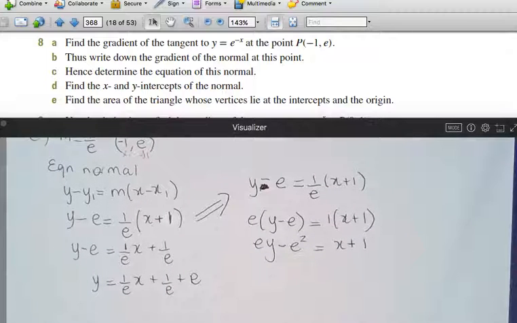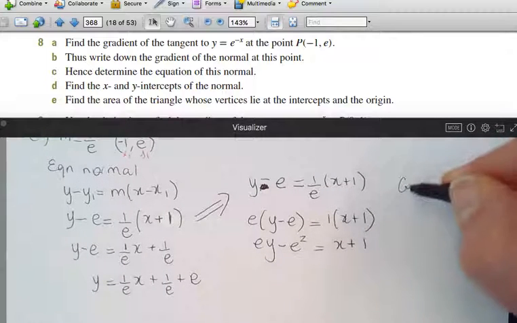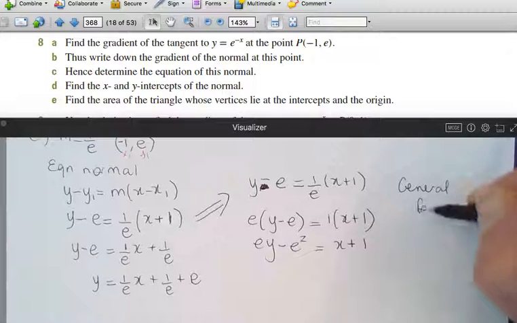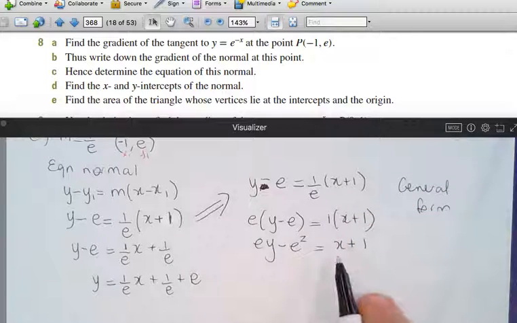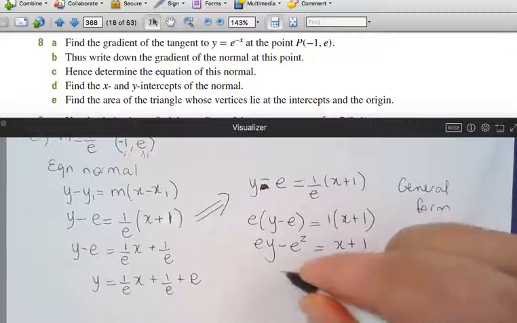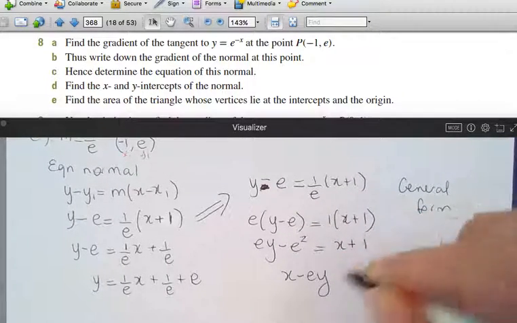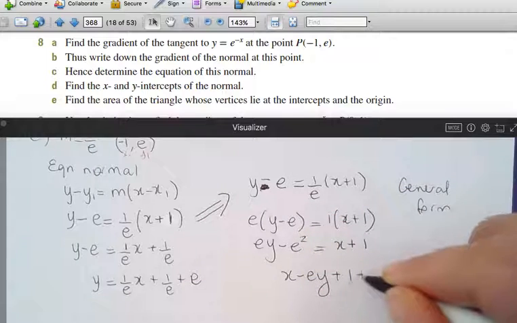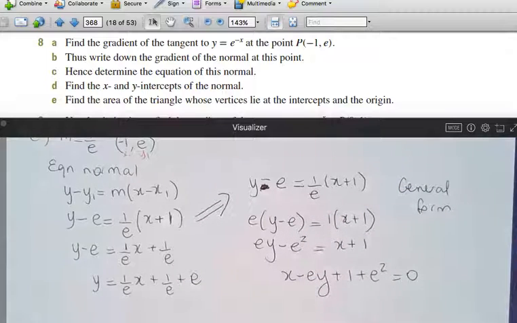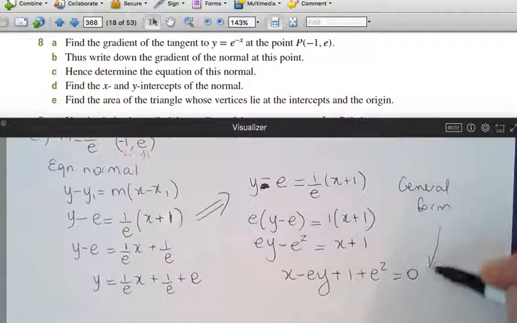But that's not in general form until you do what? If I want to put it in general form, I would do this. The x has to stay positive. So I've got to take everything over to the right. So x minus ey plus 1 plus e squared equals 0. That is general form, where it's ax plus by plus c equals 0, where a is positive. All good? So that's in general form down here.